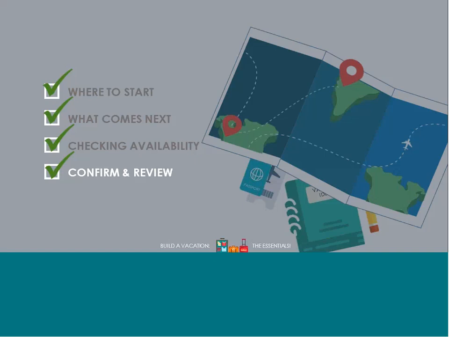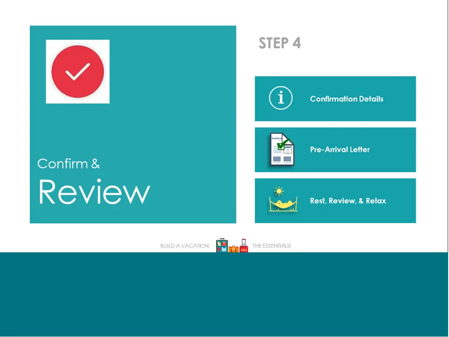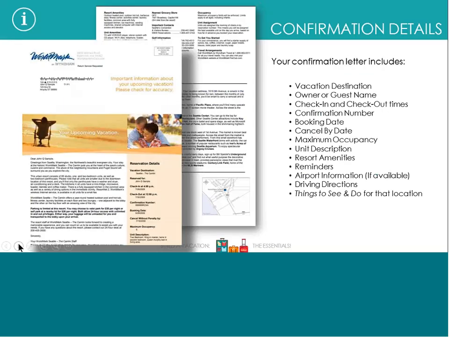Now that you've confirmed your vacation, you'll want to review your confirmation details and look for your pre-arrival letter to arrive. All the details of your reservation, including local amenities, resort amenities, proximity to local attractions, airports, driving directions, all of this can be found in the details of your confirmation.